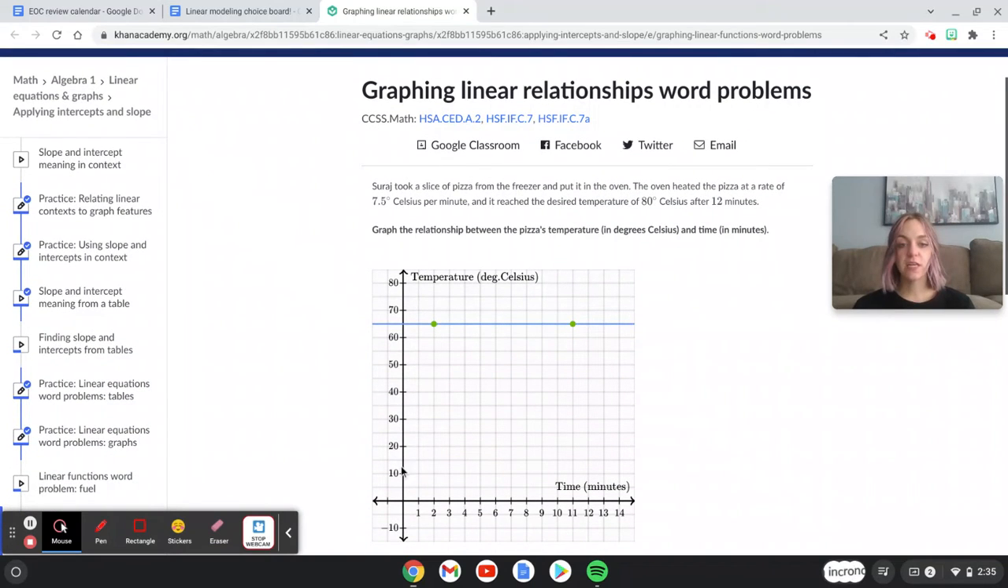So temperature is over here, degrees Celsius on the y-axis, and time in minutes is on my x-axis. Now I know that after 12 minutes, it was 80 degrees Celsius. So I'm going to find where x is 12, and then I'm going to move my dot up to 80 for the temperature. So 12 minutes, 80 degrees Celsius. And then it's heating up at a rate of 7.5 degrees per minute.